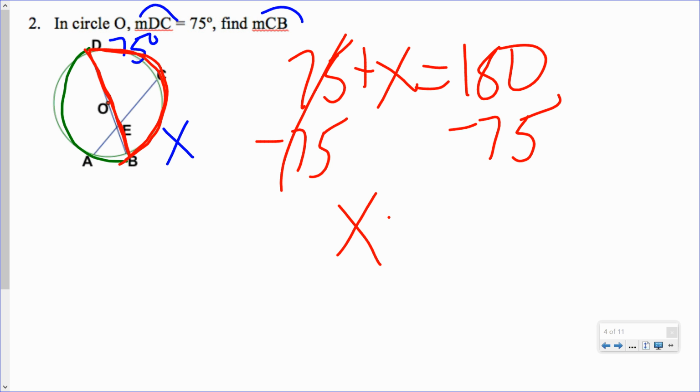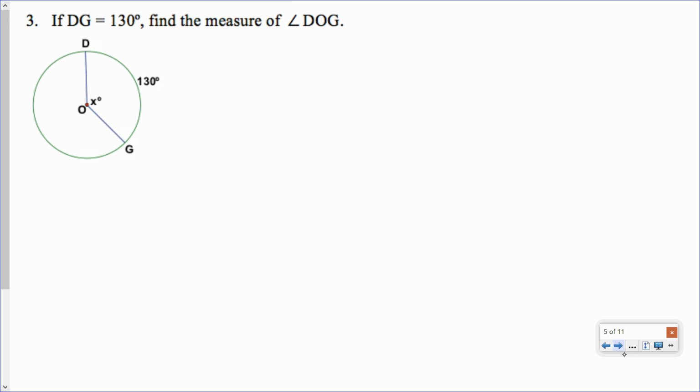I do the algebra, and I get 105. Arc DG is 130. Find the measure of angle DOG. Well, now I'm dealing with angles. What type of angle is angle DOG? Well, since its vertex is at the center, it's a central angle.